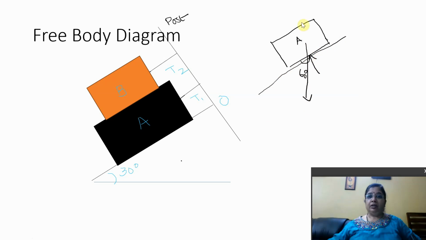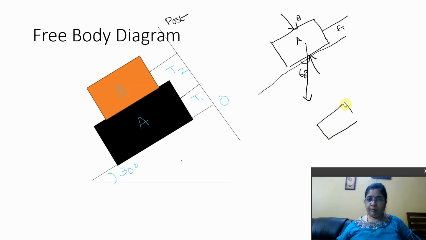Apart from this, you have this block B, which is acting this way. Are we done? Absolutely not. You have a tension force that is holding on to it. So you have a gravitational force which is acting down at an angle. You have a normal force which is acting perpendicular to this, and you have block B exerting a force downwards. So what happens to block B?